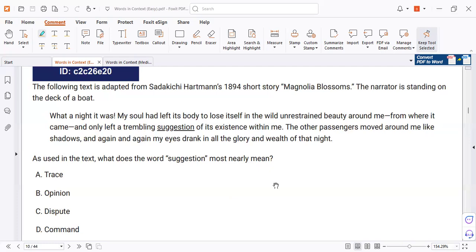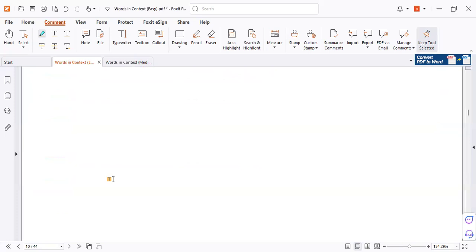Oh, okay. My answer is B. So opinion, no. But how is it a trembling opinion of its existence? It must be trace, letter A, because it's evidence. Suggestion here, just like evidence of its existence. So it must be letter A, right?